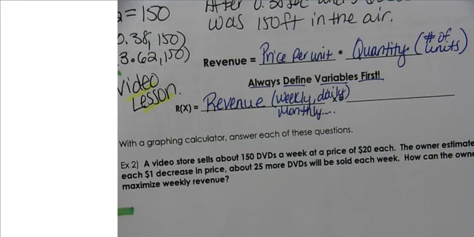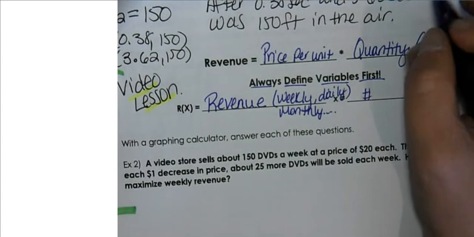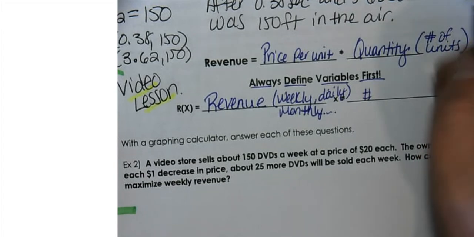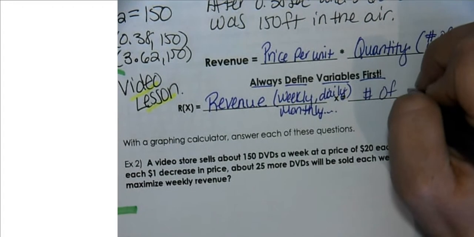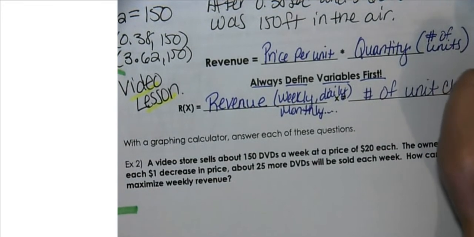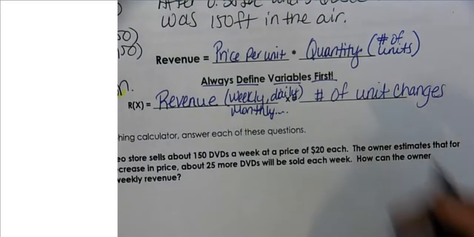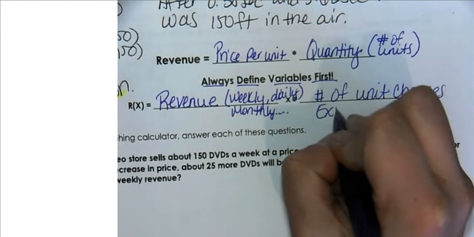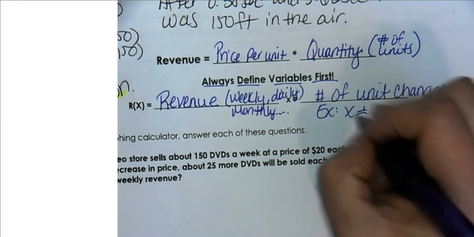X is always your number of units that have changed, or number of changes. So number of unit changes. For example, you might see that X is the number of price changes.